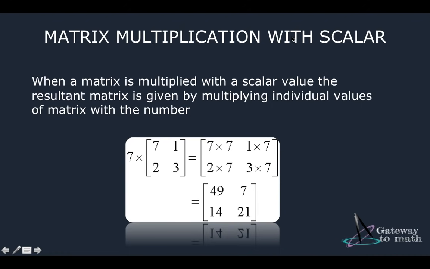Matrix multiplication with a scalar, we multiply the matrix entries individually with the scalar value. So 7 is multiplied with 7, 1 is multiplied with 7, 2 is multiplied with 7, and that's how you multiply a scalar with a matrix. The whole matrix is multiplied with the scalar value.